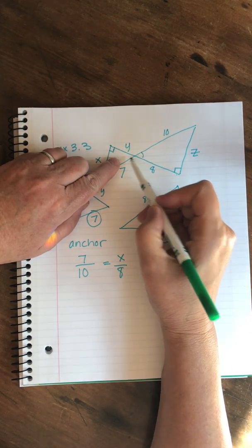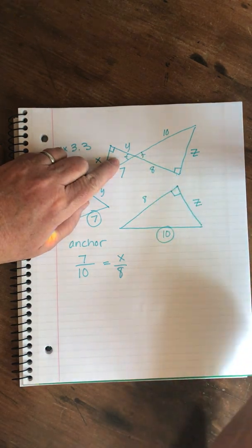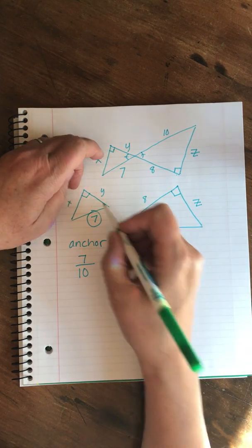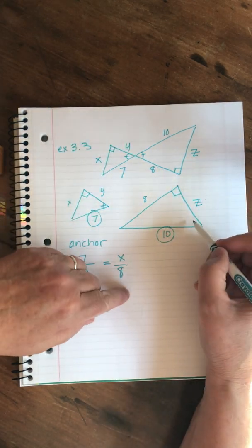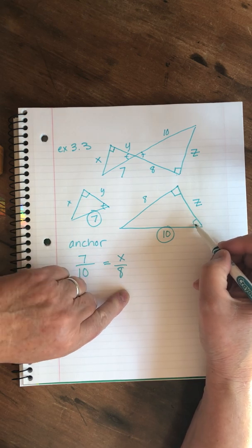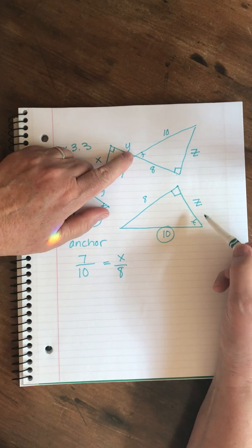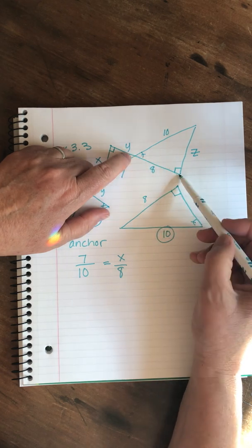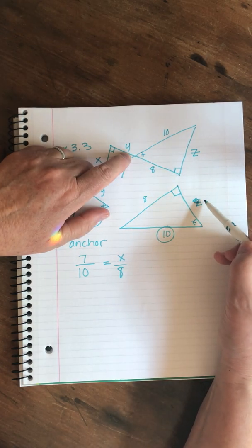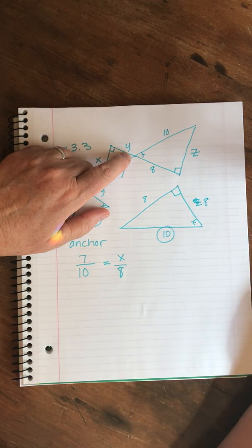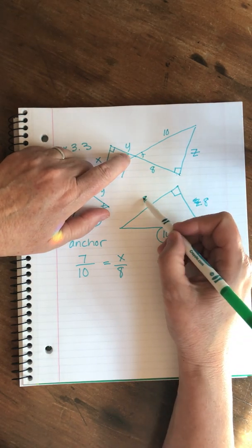Because this angle and this angle correspond. So this angle is here, right? And that means I have to rotate this as well as flip it. So this one has to be over here. And then the 8 is between those two marks. And the Z is over here.